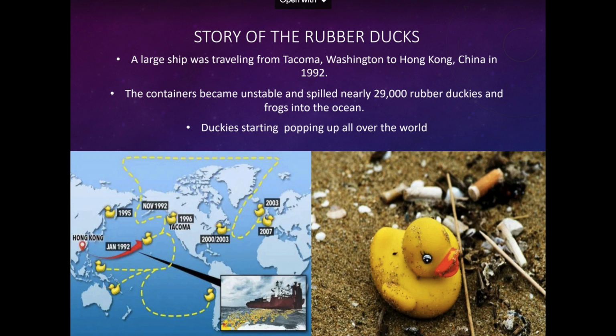So back in 1992, there was a big ship traveling from Washington, the state of Washington, to China. And there was a big storm that hit, and these big containers became unstable and spilled 29,000 rubber duckies into the ocean. So in 1992, almost 30,000 rubber ducks fell into the ocean. Obviously, that's not good because that is littering, but scientists were able to make lemonade out of lemons, and we got to learn.